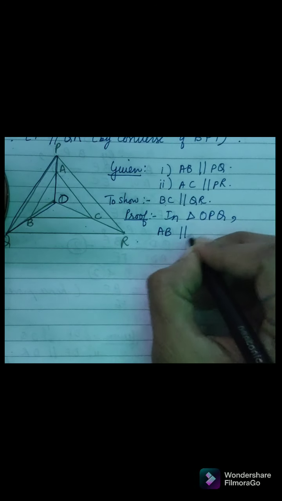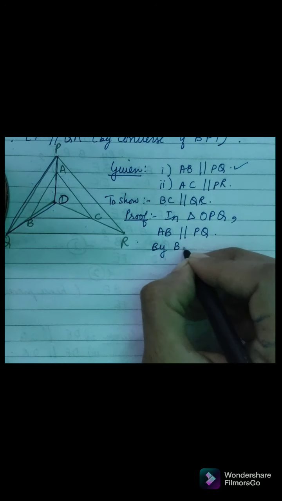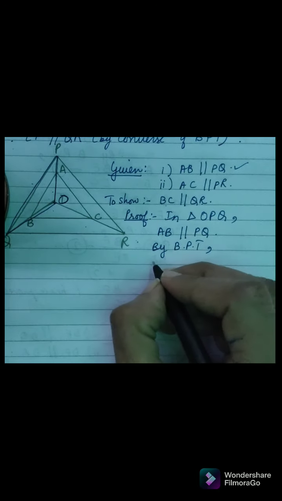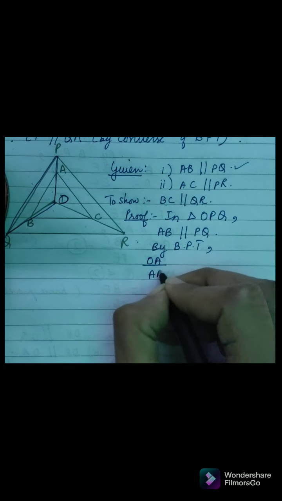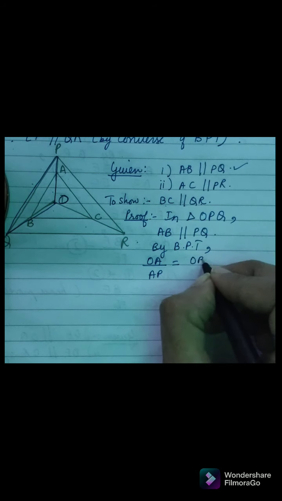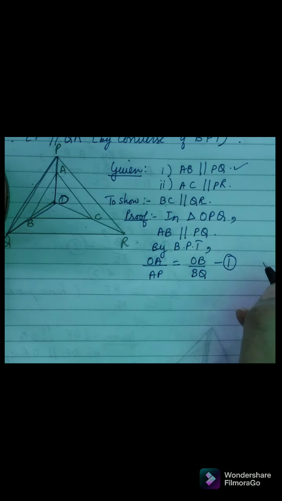So in triangle OPQ, we have AB is parallel to PQ. So first thing is given, we are going to take that only. So again, by basic proportionality theorem, what will I get? OA upon AP is equal to OB upon BQ. I'm going to mark this as 1.